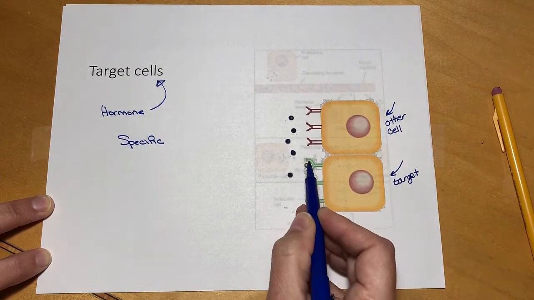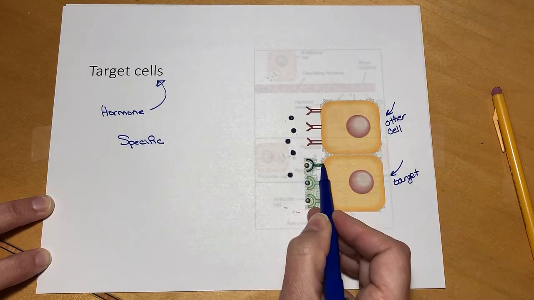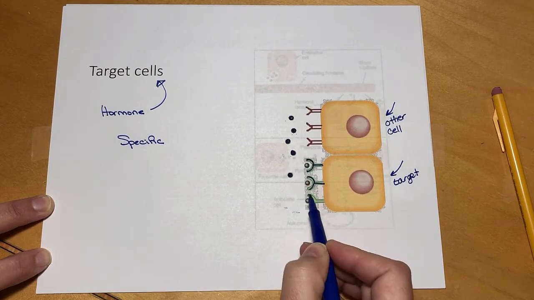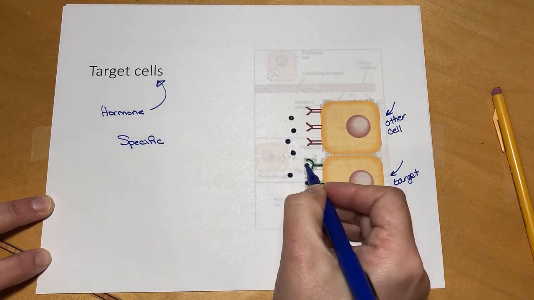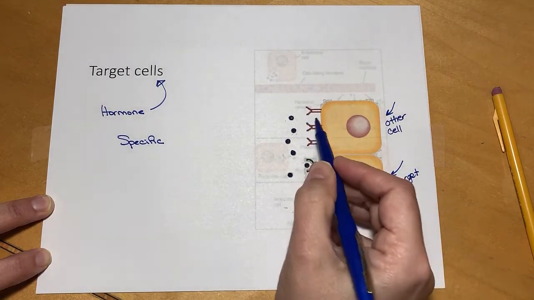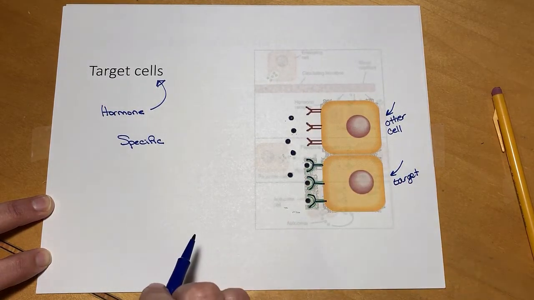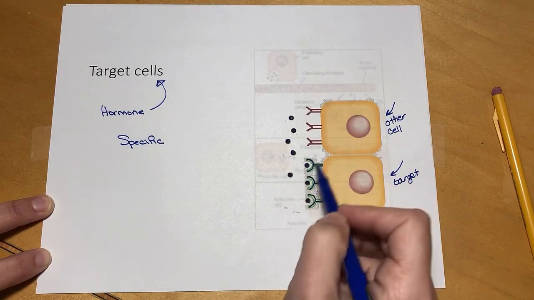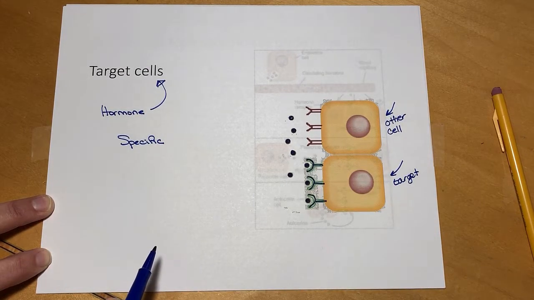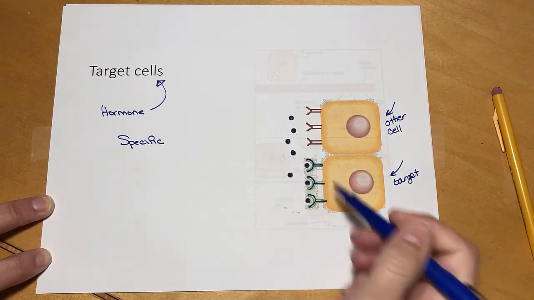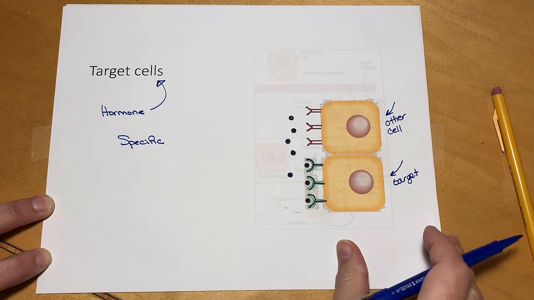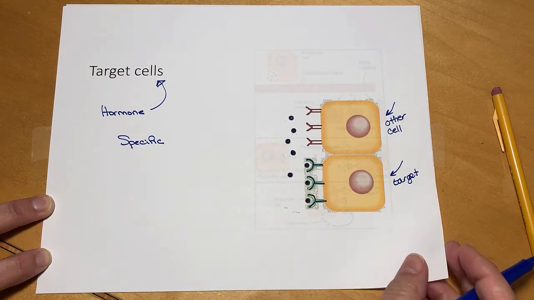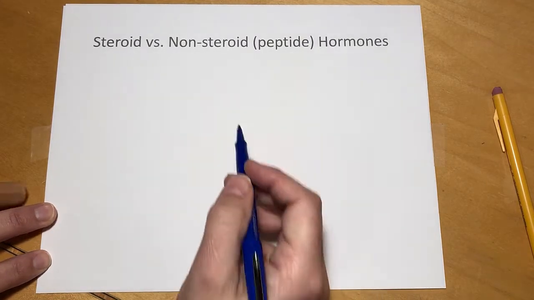And you can see that the receptor on the target cell is ideally shaped to bind to our hormone. Whereas other cells don't have the correct receptor and so will not be affected by the presence of the hormone. So when we're talking about specificity, it is whether the correct receptor on the target cell is present that's going to allow us to be specific with our results. The hormones can be one of two types.